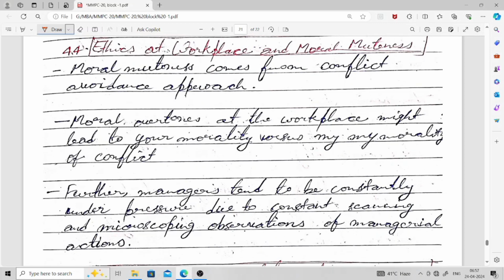So ethics. Now the next point given is 4.4, that is ethics at the workplace and moral muteness. What is this moral muteness, and what kind of moral ethics is required at the workplace?